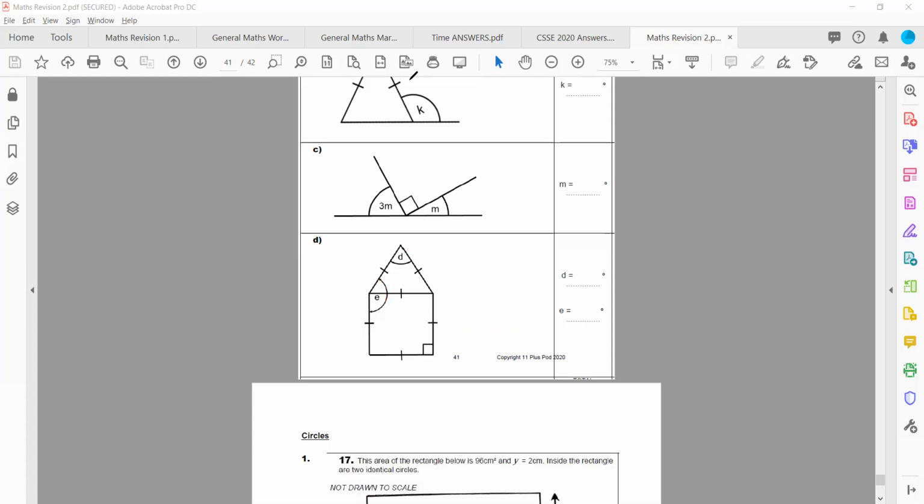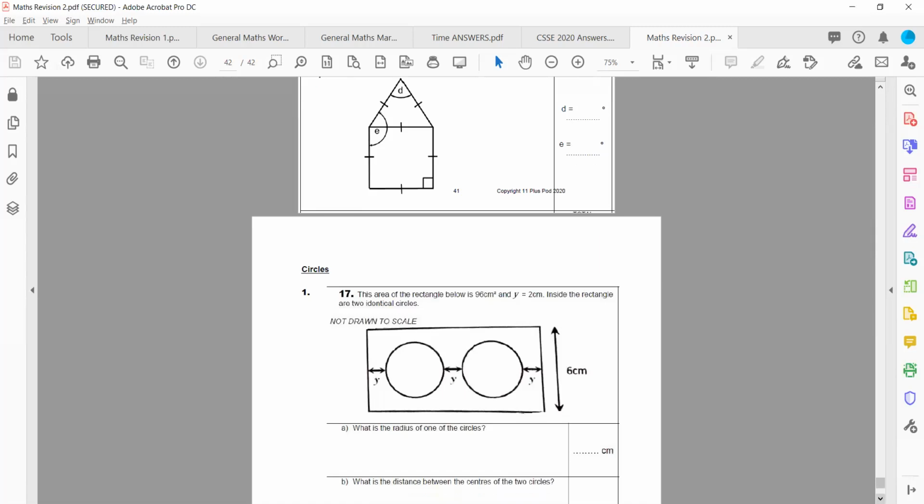Now, let's quickly, finally, have a look at circles. Circles come up very, very rarely.